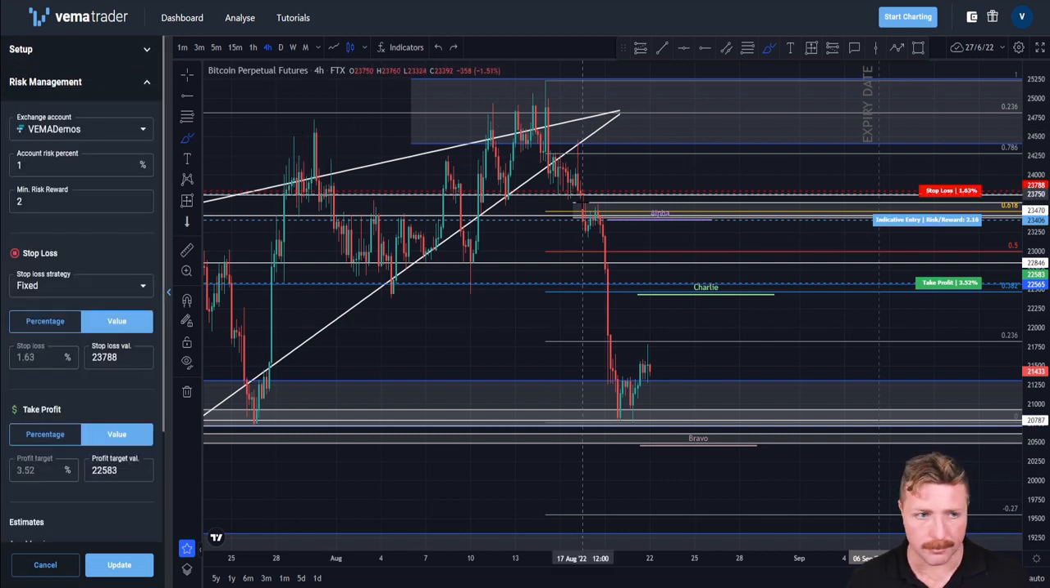In terms of risk management, pretty standard for me. 1% account risk, 2 to 1 minimum risk reward. I did do something a little bit different with my stop loss.